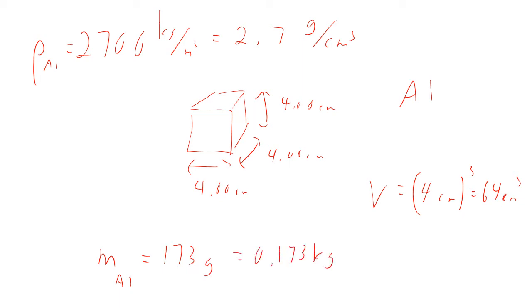So the weight is mg. So that means that mg is going to be 1.7 newtons. Okay, so that's in air. Now it is underwater. So I have the same block, and it's submerged in a container of water. So now we know that we've got mg pulling down, and we've got a buoyancy force upwards.